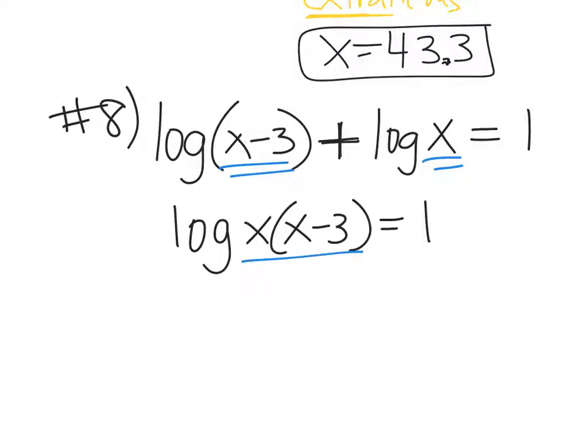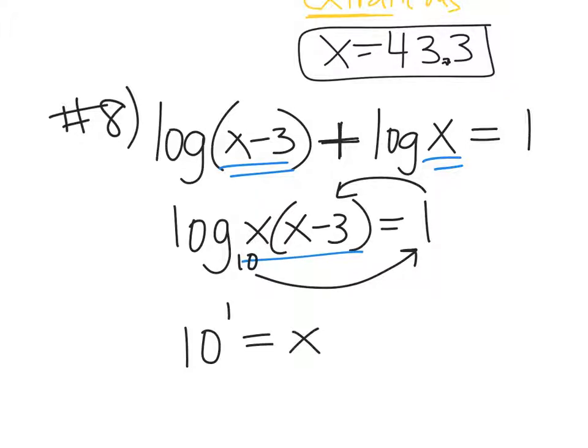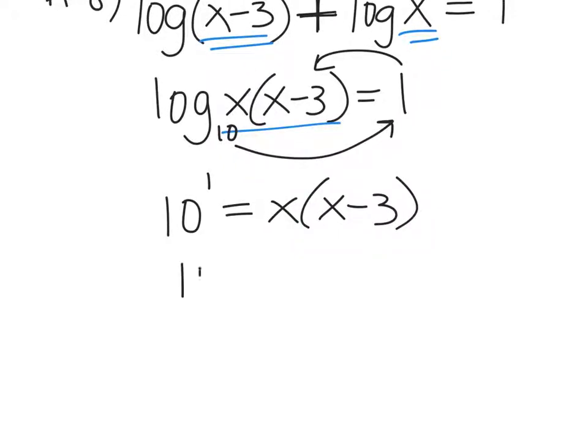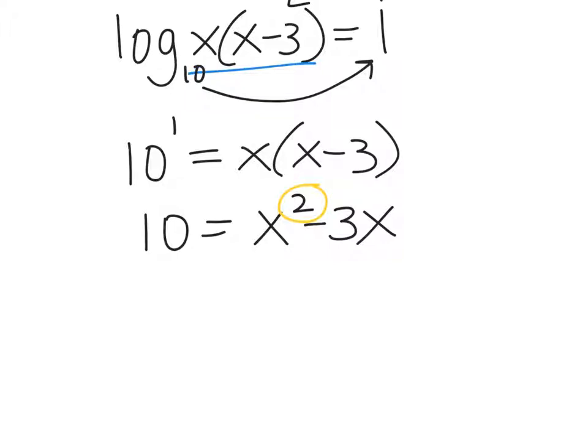All right, the next step is the one that a lot of people get stuck on. We're going to go 10 to the 1 equals x times x minus 3. All right, so I get 10 equals x squared minus 3x. And now what we have here is a quadratic to solve. See this? Quadratic, it's squared. And we spent a lot of time solving quadratics. So we're going to subtract 10 to the other side to get x squared minus 3x minus 10 equals 0.